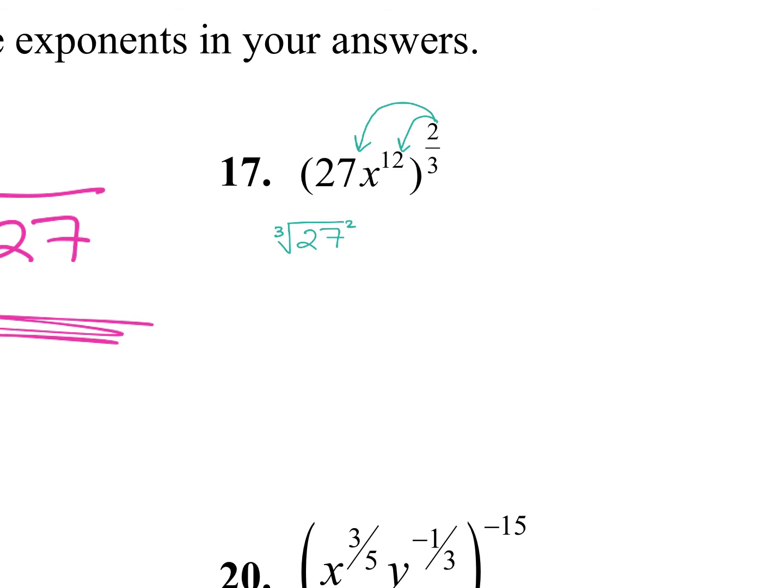And then you'll do the same thing here, but we don't have to do all the conversions because we can just multiply those exponents. So 12 times 2 is 24. 24 divided by 3 is 8. So that's going to be x to the 8th power, okay? Now, how did I get that to the 8th? I did 12 times 2 divided by 3. I just multiplied 12 times 2/3.